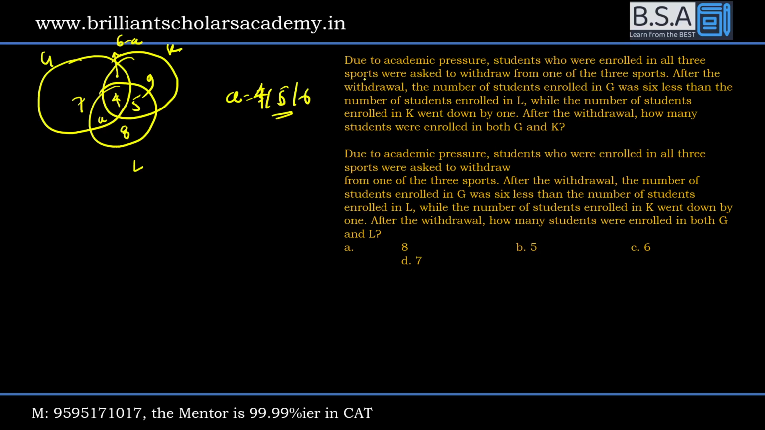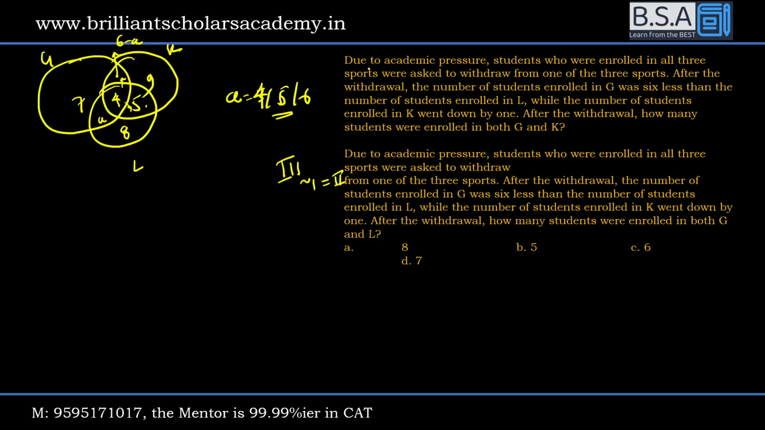New conditions. Due to academic pressure, students who were enrolled in all three were asked to withdraw from one of the three sports. So if somebody is in the middle, if I tell them to leave one game, if somebody leaves Gilli Danda, where will they go? Here, in the overlap of 2. If somebody leaves Ludo, where will they go? Here, in the overlap of 2. They are part of 3. You are telling them to leave one game, so they will become part of 2.